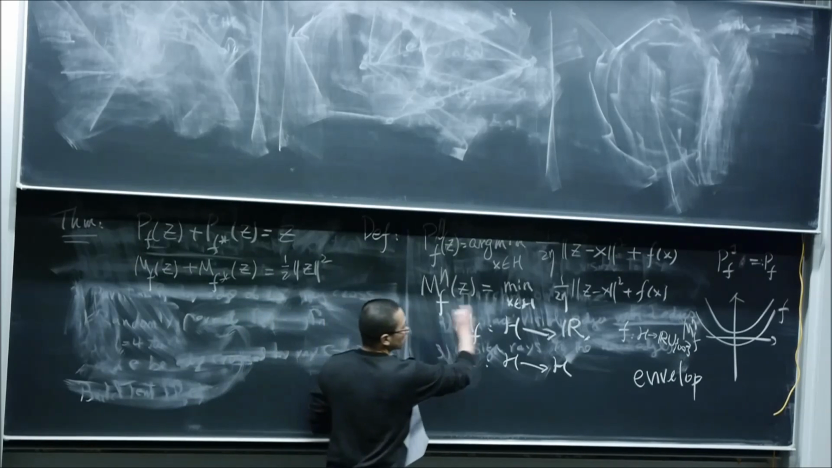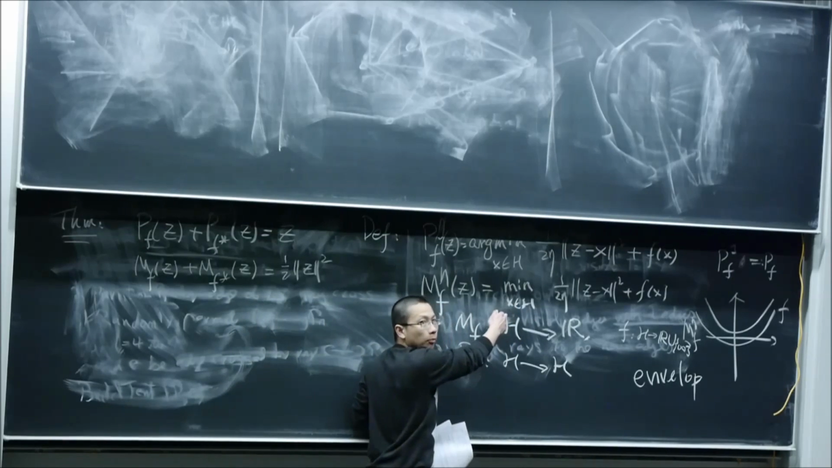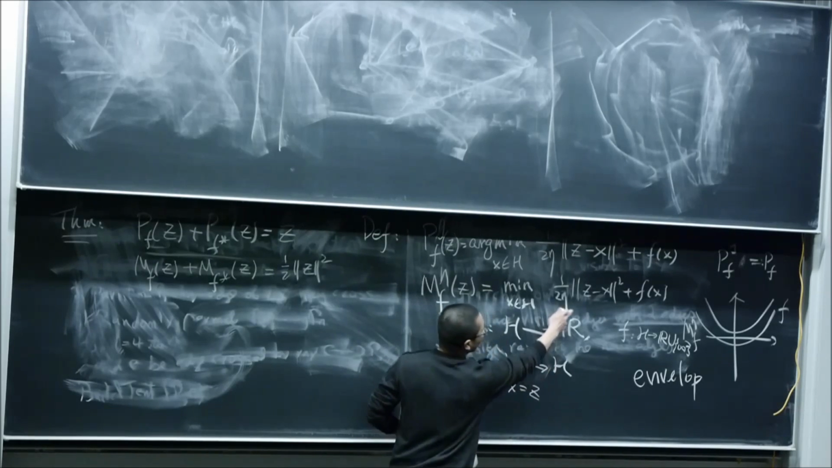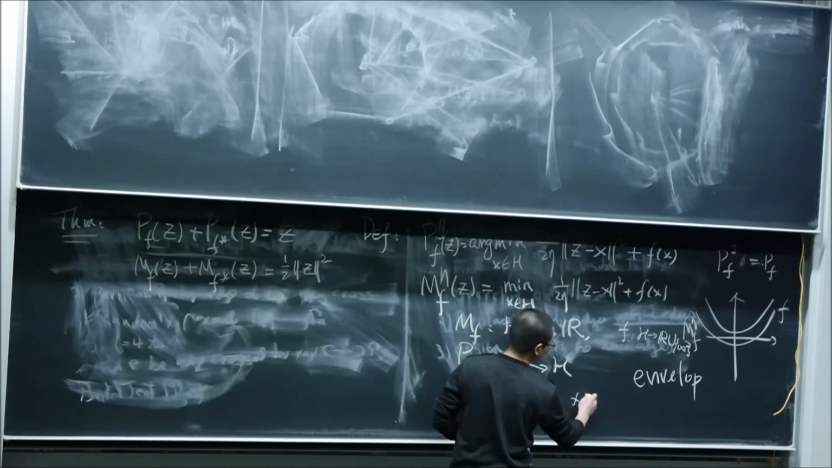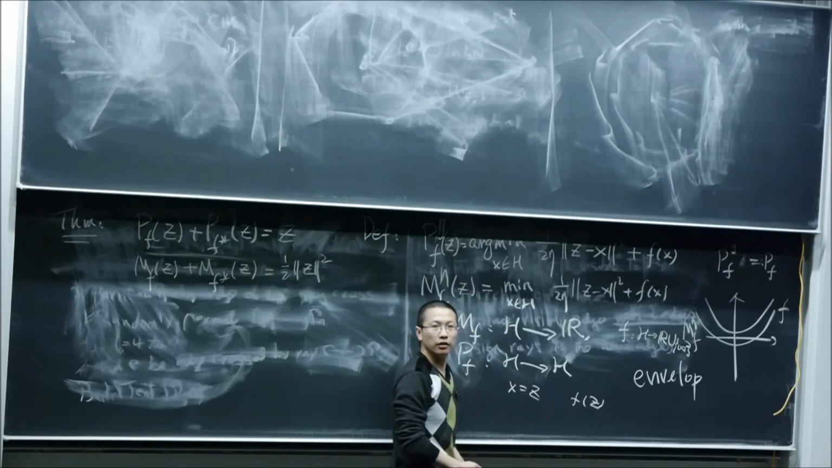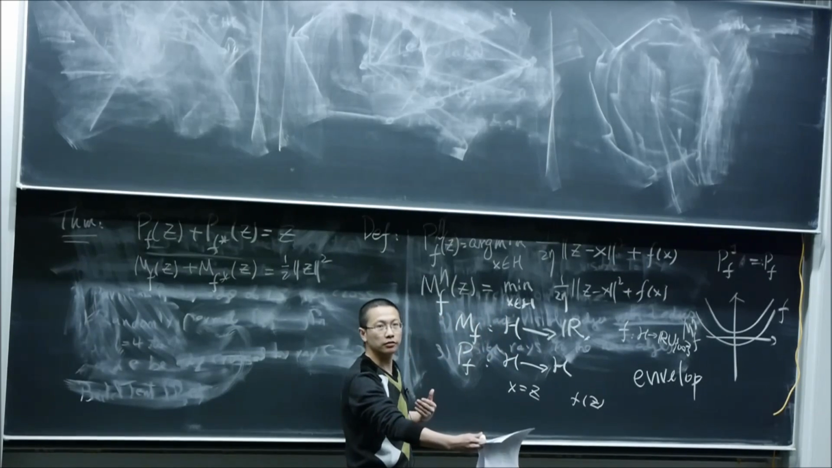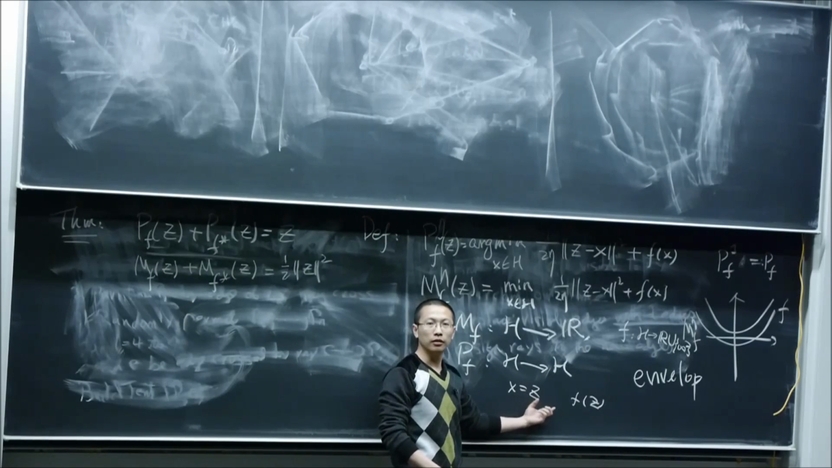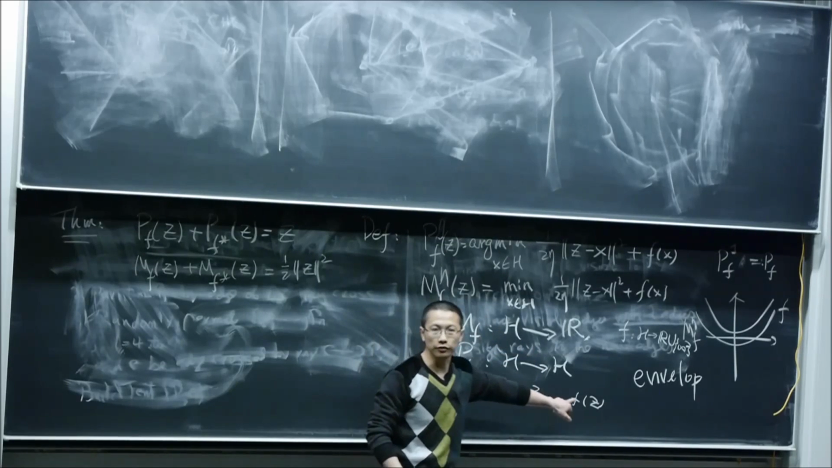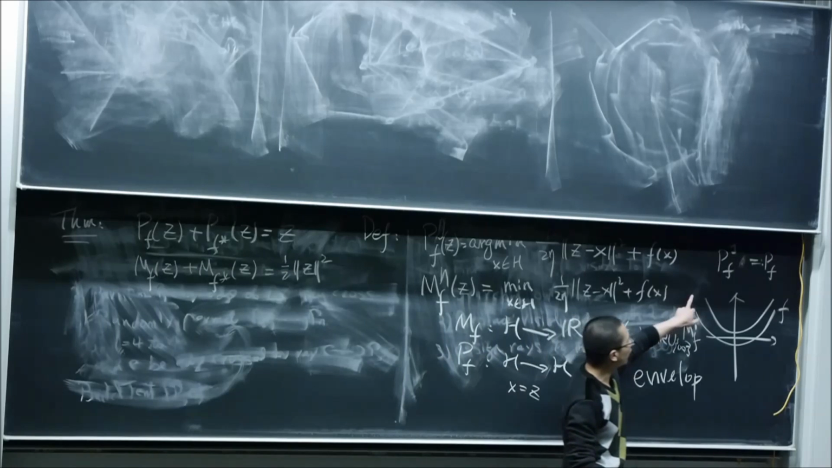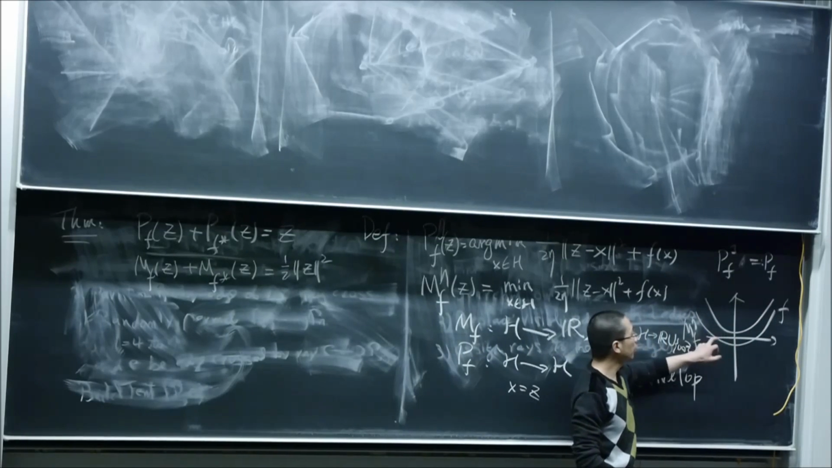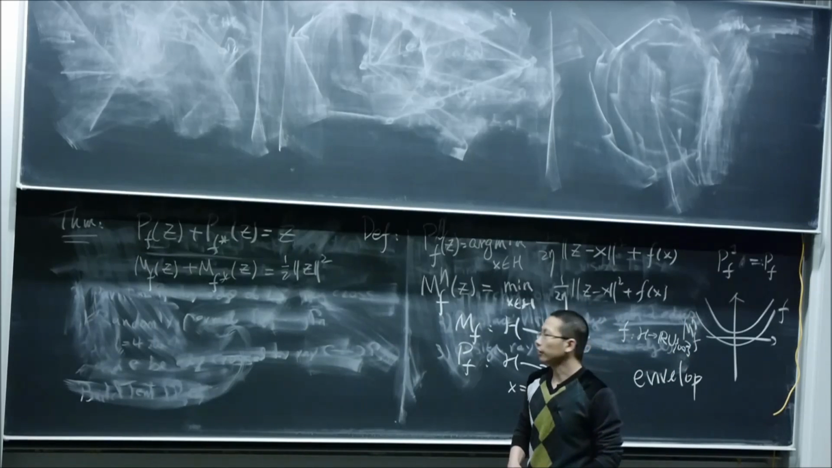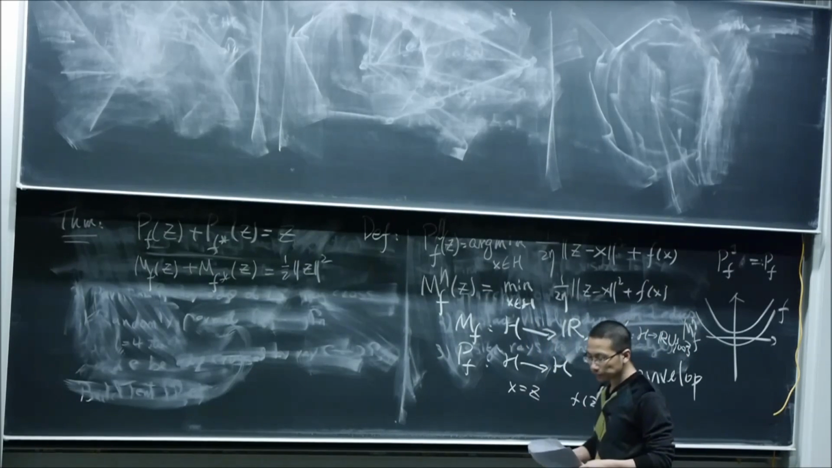This is a minimum over all possible x. So here I just take x equals z. What I get from here is just f of z, because I'm taking all possible x. Therefore, this one is absolutely smaller than that. That's why this is smaller than f of z. So if you draw a function f as a function of z, then m f is going to be an underestimator. So this is always an underestimator.